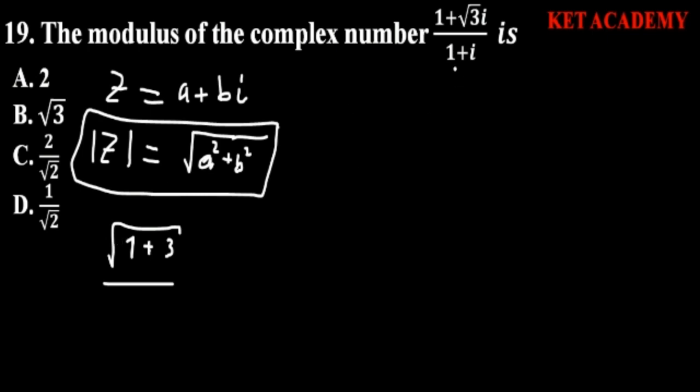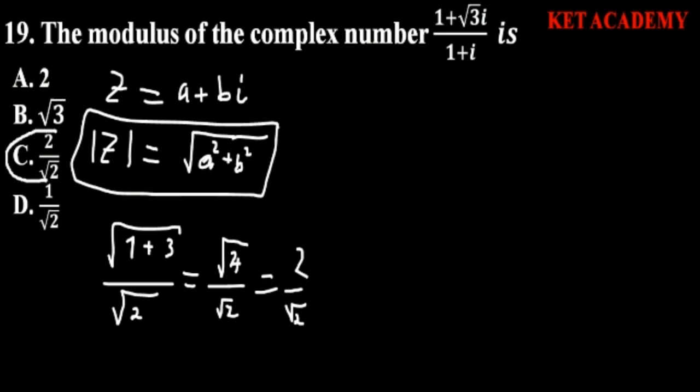So the denominator says that we have 1 plus i. So the modulus of 1 plus i will simply be the square root of 1 squared plus 1 squared, which will be 2. So we have root 4 here divided by root 2. So this will simply be 2 divided by root 2. So that's our answer. Now, looking at that, option C will be our correct answer.